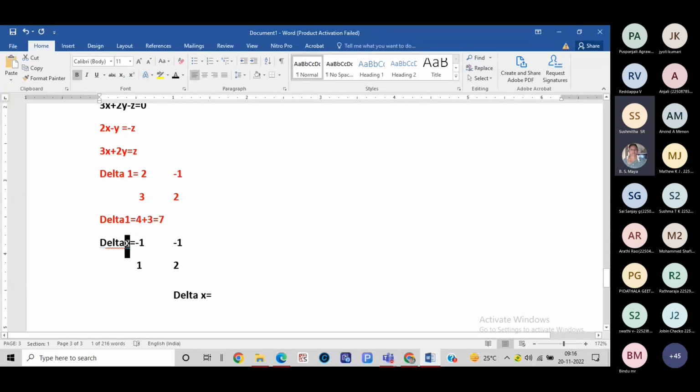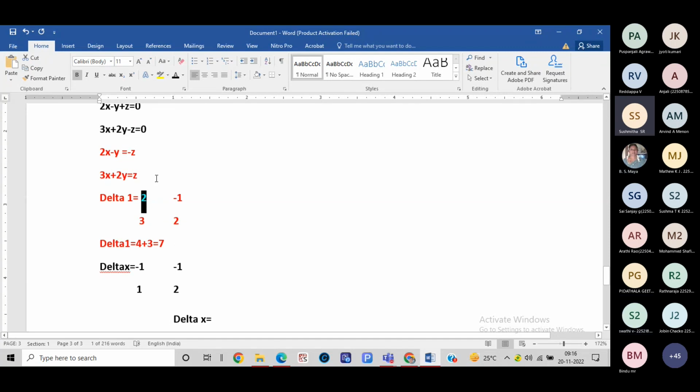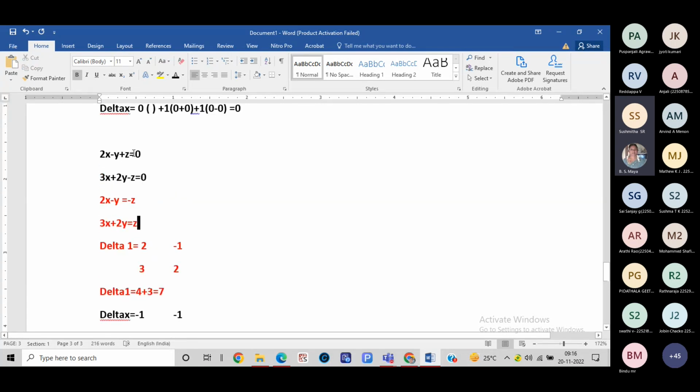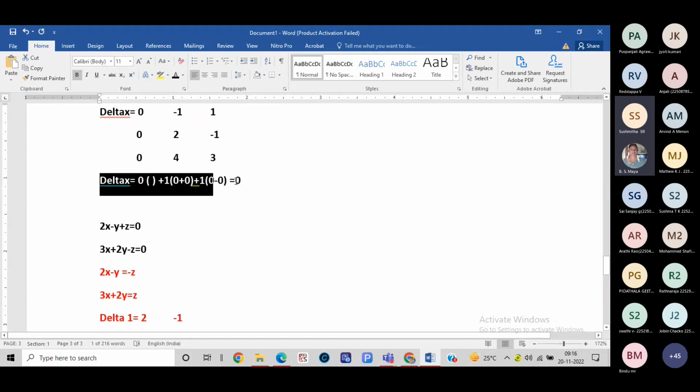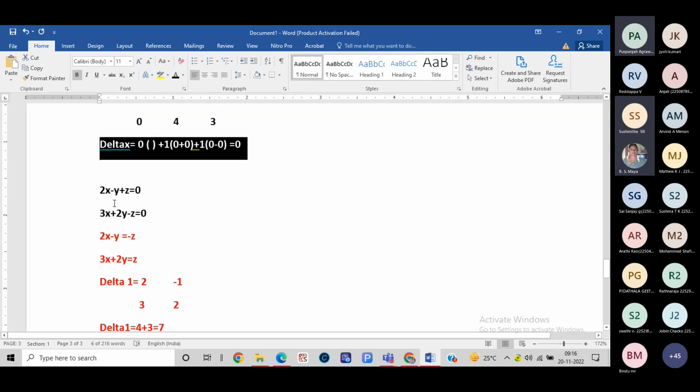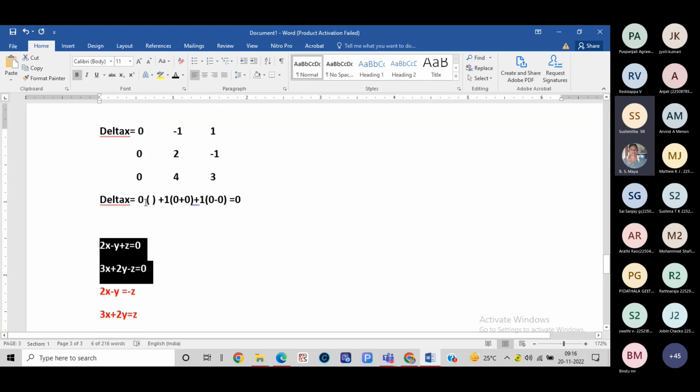Whenever I am putting the x value, always replace column 1. In the previous question you said to write the z also, ma'am. No, no, no. This is a homogeneous equation, don't get confused. In a homogeneous equation, all the right-hand sides should be 0. Because of 0, I can't find the delta x. Then I am taking two equations instead of three equations.